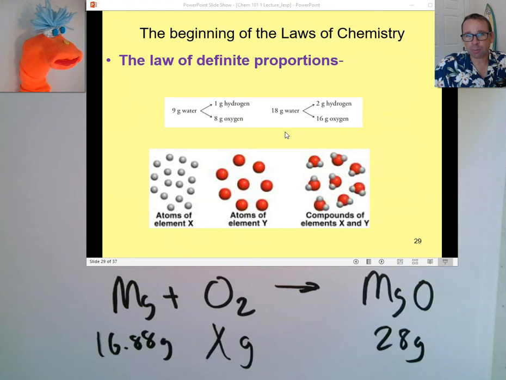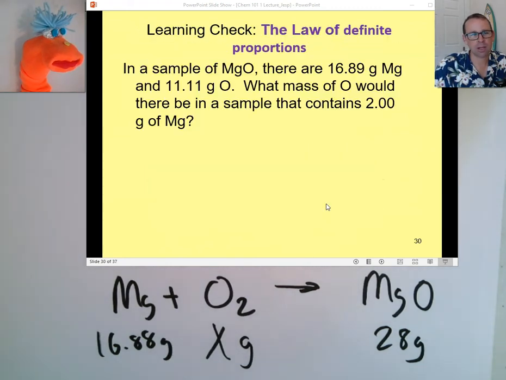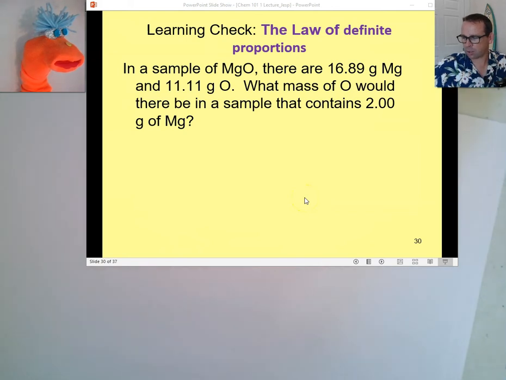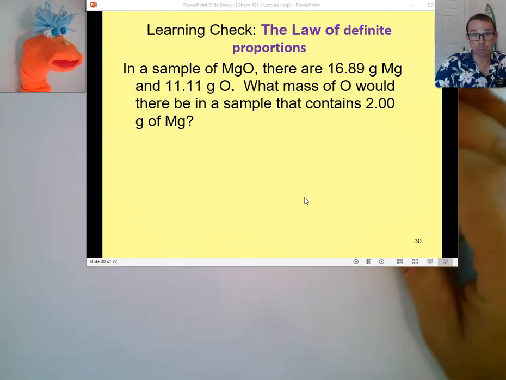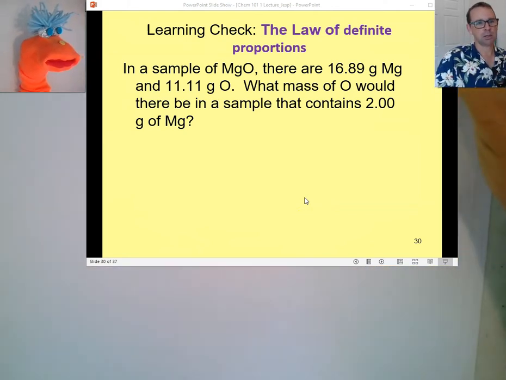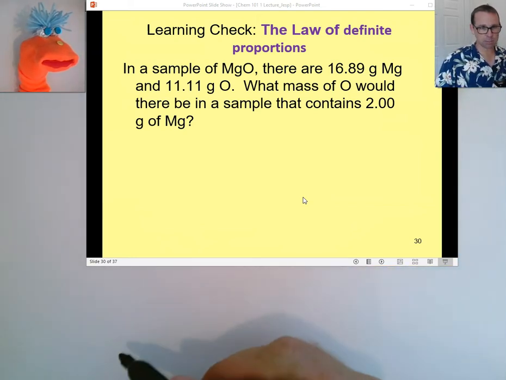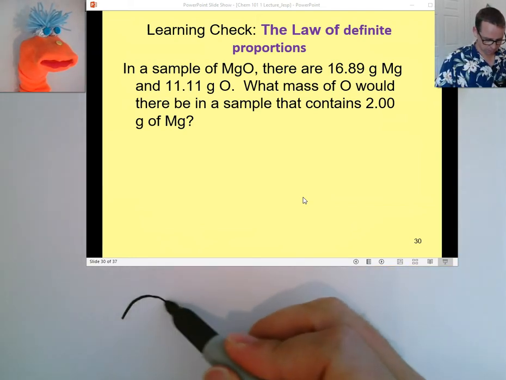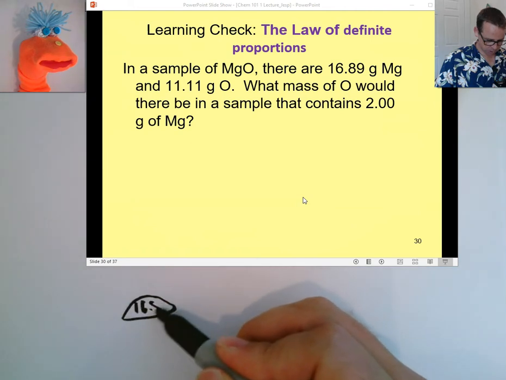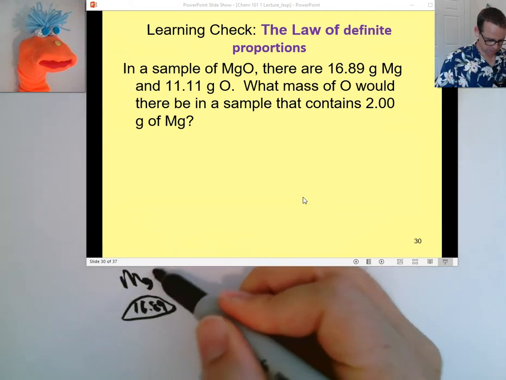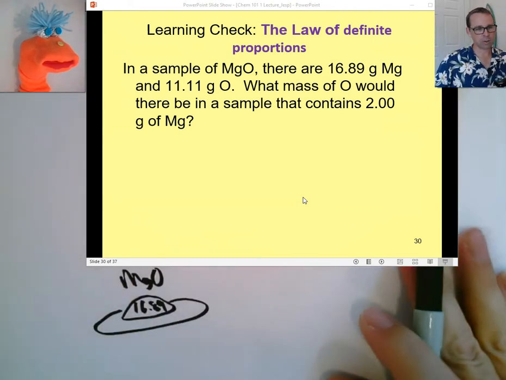The law of definite proportions, right? If I combine two elements the same way every time, I should get the same combination, okay? Here's another problem that we can use to think about the law of definite proportions, all right? In this case, I have a sample of magnesium oxide, 16.89 grams of it. Here it is, 16.89 grams. This is magnesium oxide, all right?